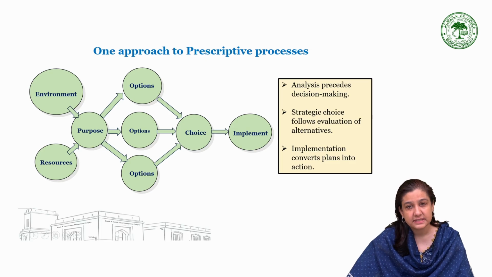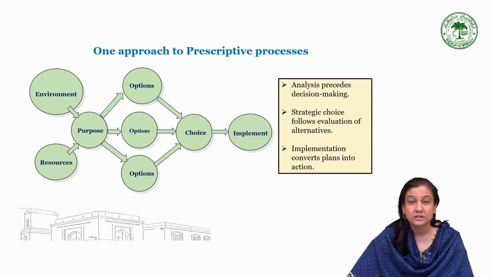This diagram illustrates the prescriptive strategic management process. The process begins with three important elements: environment, resources, and purpose. Managers analyze external opportunities and threats present in the environment. Simultaneously, they examine internal resources and capabilities. And after analysis, several strategic options are generated. These alternatives are evaluated carefully, and the most suitable option is selected, which becomes the choice of the organization.